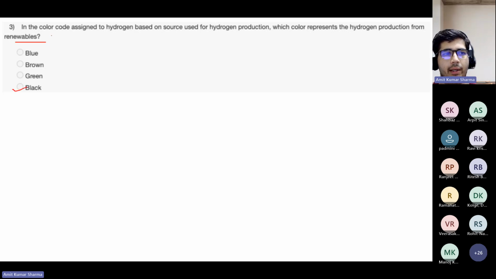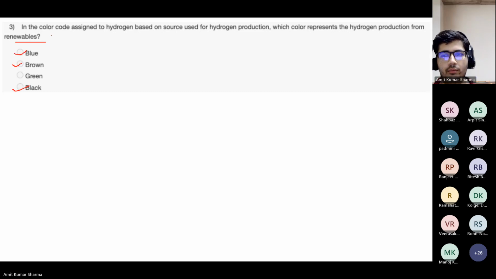So what is the meaning of black? Black is from coal. Coal is non-renewable, so black represents coal, with high generation of CO2. And what is the brown? Brown is from lignite, generated from fossil fuel.